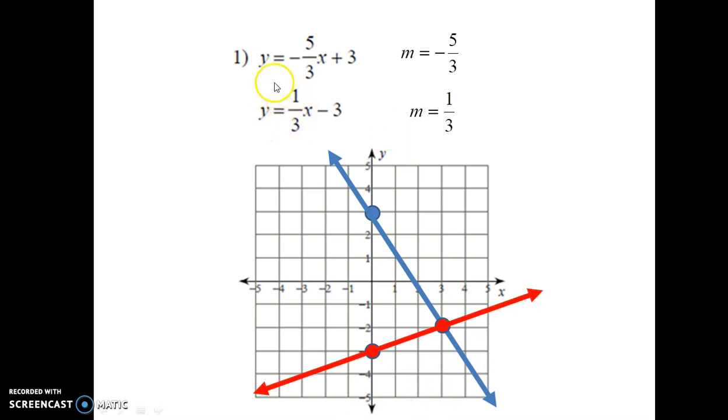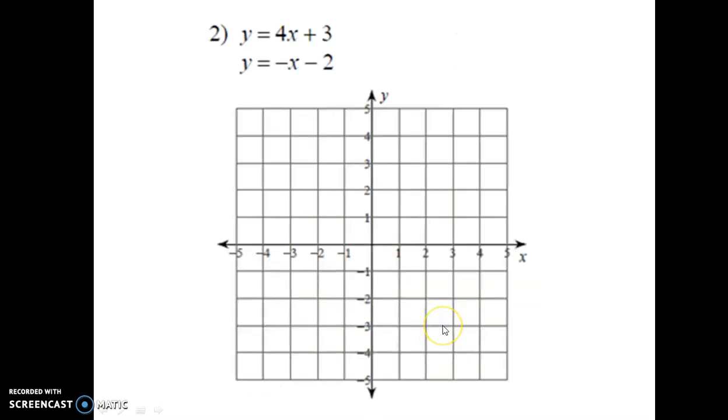And again, the second line here has a positive slope, and this is a positive line. It's going up, so you know you've graphed it right. These two lines intersect at this point, so that is our solution. That solution is this point, which is at 3, -2. 3, -2.